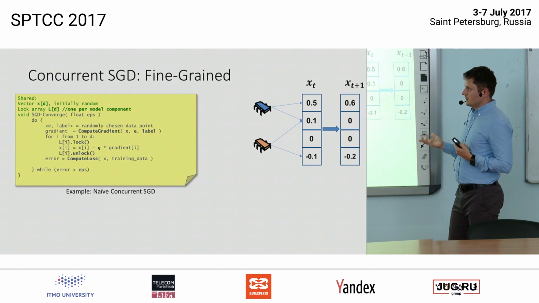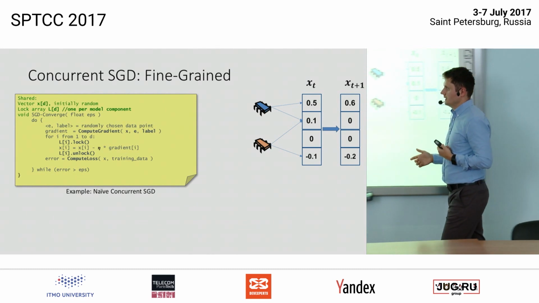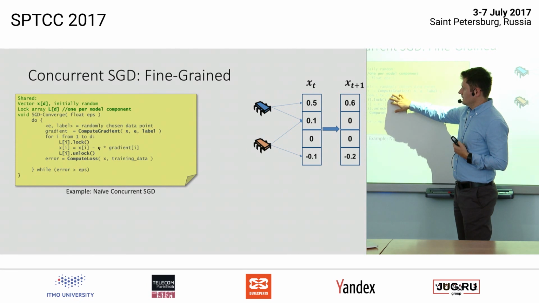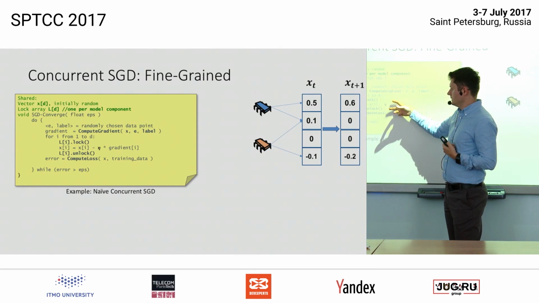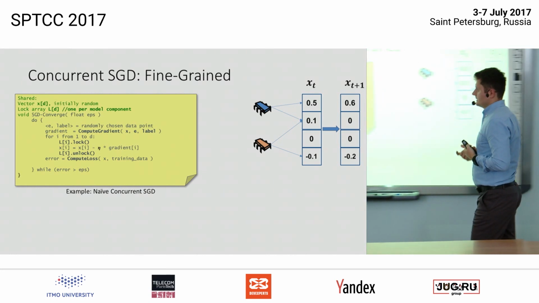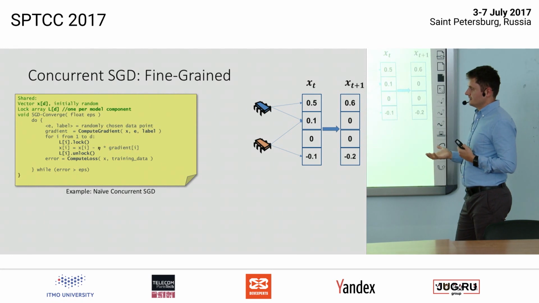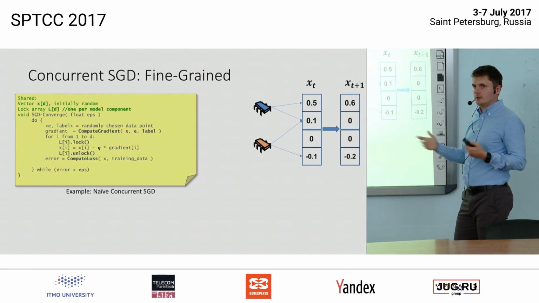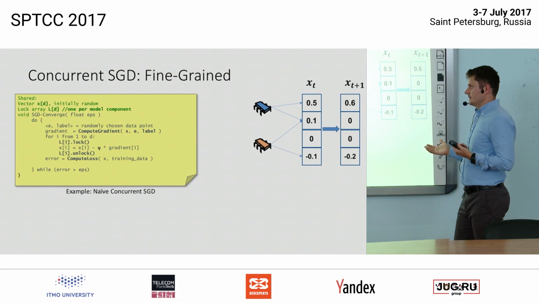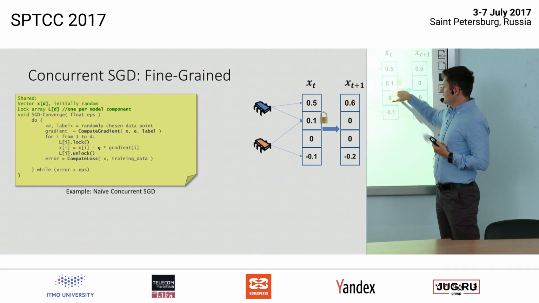Okay, so we could try to make this a bit more fine-grained, in the sense that we could allocate one lock variable per model component, and then you just lock that one and only update it. This works a bit better, but it still has a huge amount of overhead because, for instance, neural networks have millions of parameters. So technically, you're going to have to have a million locks for that. This works, but it still has an issue.